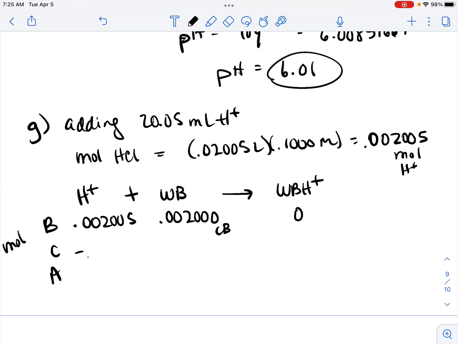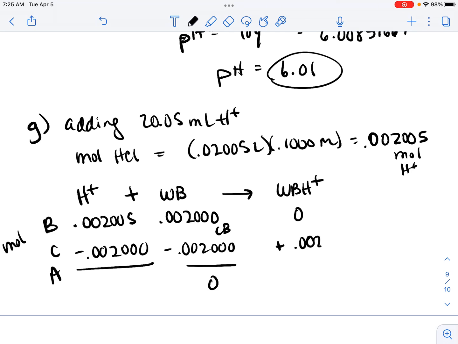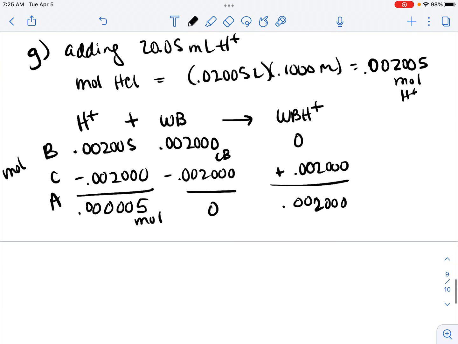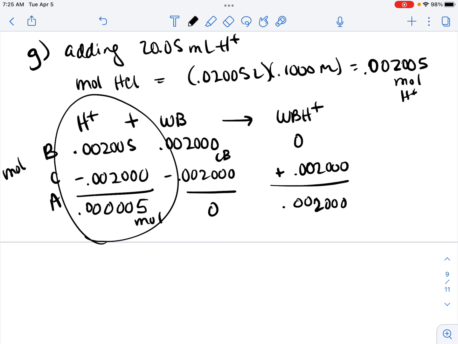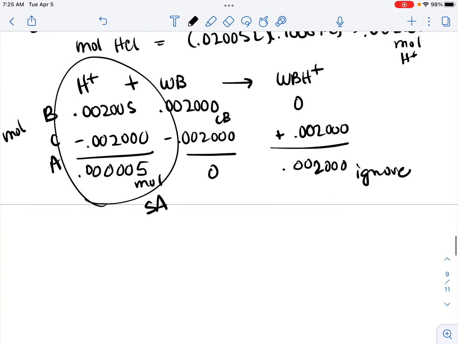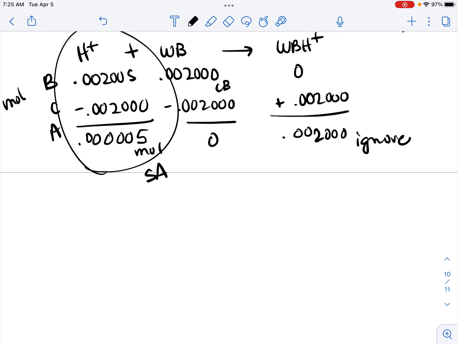And now my weak base is limiting, so minus 0.002000, minus 0.002000 gives me none of this, plus 0.00200 gives me 0.00200 moles of that, and leaves behind 0.000005 moles of H plus, a very small quantity. However, we can see that this really small quantity of H plus is a strong acid, so I can ignore my weak acid, because if there's a strong acid present, the weak acid won't be able to ionize very much. It will be a very small amount past our sig figs.